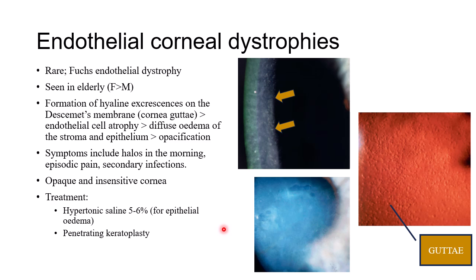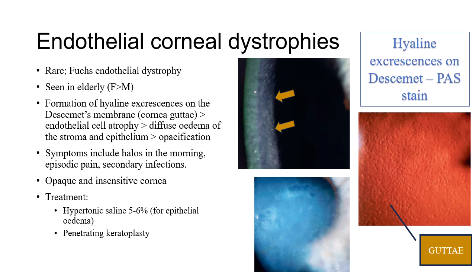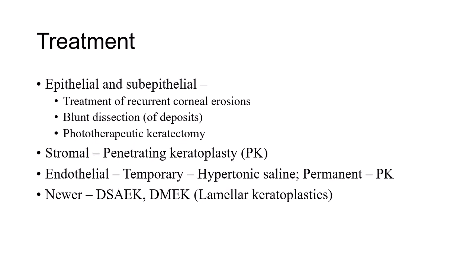Episodic pain and infections, why? Because there is also epithelial edema in these cases. So, epithelial edema is characterized by bullae, and when these bullae rupture, they lead to pain and infections. Ultimately, the cornea looks like this. The temporary treatment is hypertonic saline. For the epithelial edema, it provides temporary relief. And of course, the definitive treatment is a penetrating keratoplasty, is and has always been the gold standard. The hyaline excrescences stain positively with PAS again.